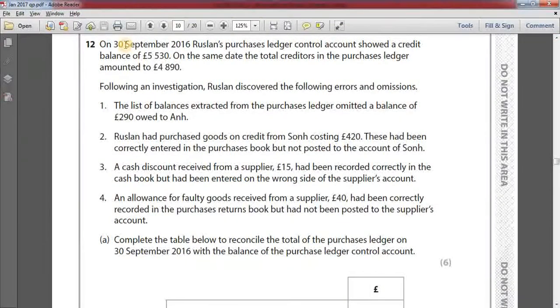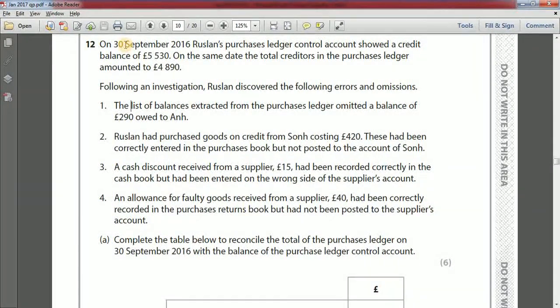The next one is an allowance for faulty goods received from a supplier. £40 had been correctly recorded in the purchases returns book, but had not been posted to the supplier's account. After purchasing some goods from a supplier, Ruslan returned some goods costing £40, and this figure has been correctly entered in the purchases returns book.